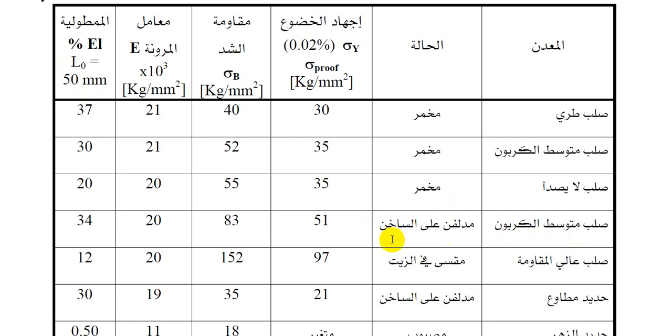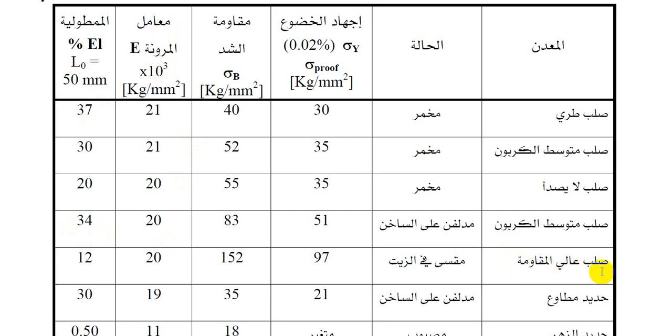Moderate carbon steel is hot rolled. Moderate carbon steel, hot rolled, has 51 for the yield stress 0.02%, as well as 83 for the tensile strength, and 20 times 10 cubic for the modulus of elasticity, and 34 for the ductility at 50 millimeter.